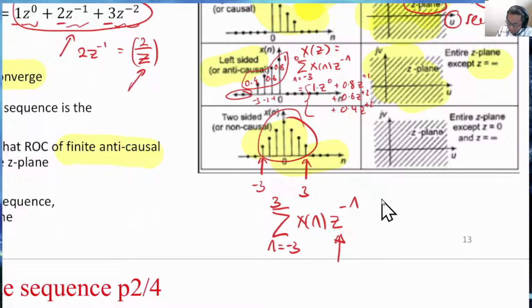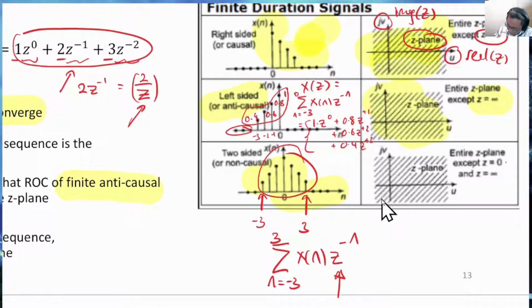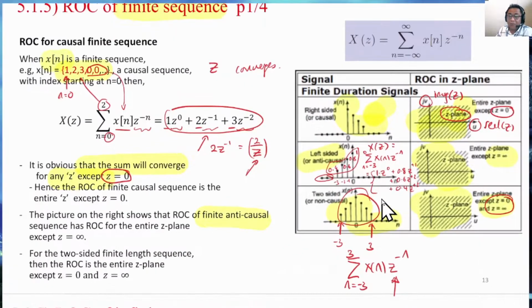And this will occur only when z equals to 0 or z equals to infinity, will z minus n be infinity. Hence, the answer is the region of convergence is the entire z-plane except at these 2 points. So the take-home message is that for finite sequence, z-transform always exists, with the possibility of exceptions at z equals to 0 or z equals to infinity.